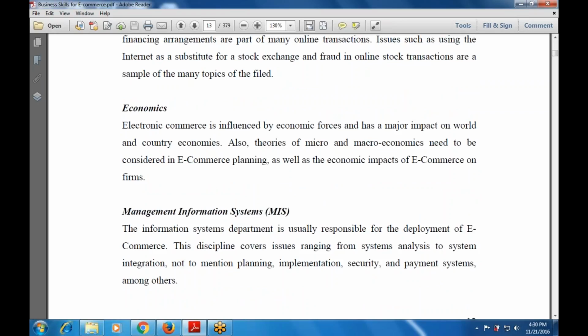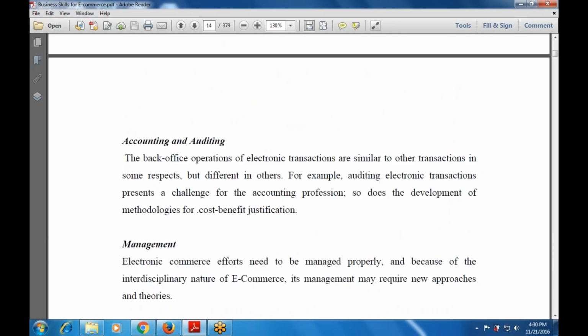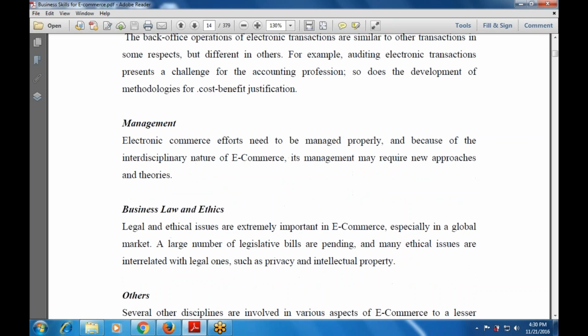MIS, ranging from system analysis to system integration, not to mention the planning, implementation, and payment system, among others. Then accounting and auditing. The next one is management.